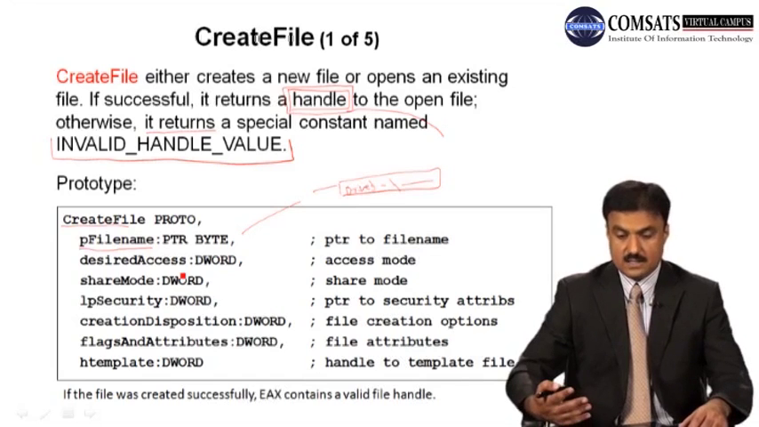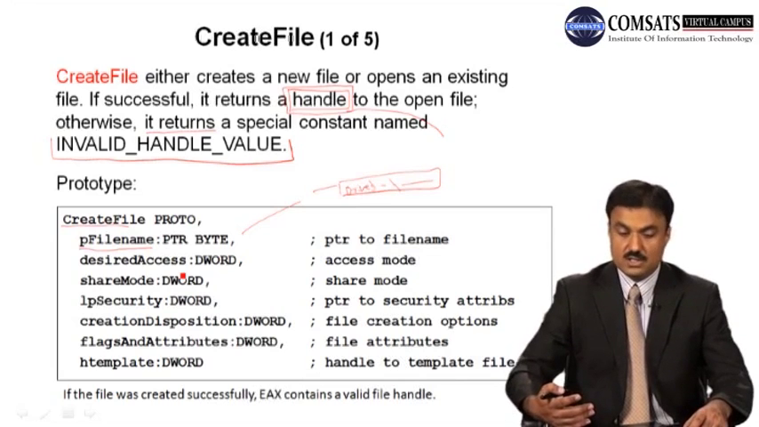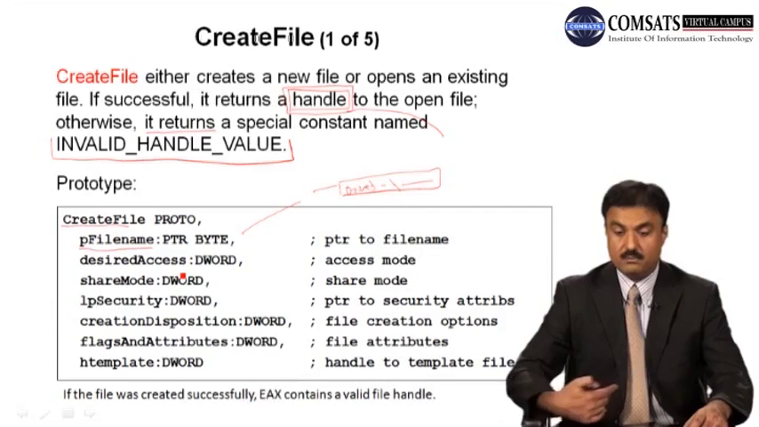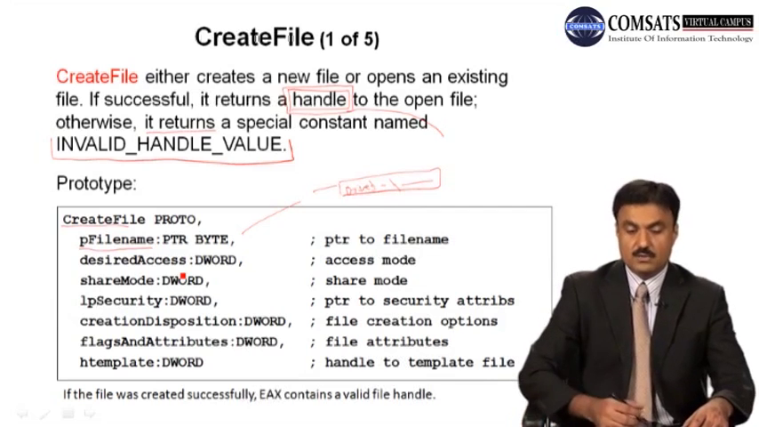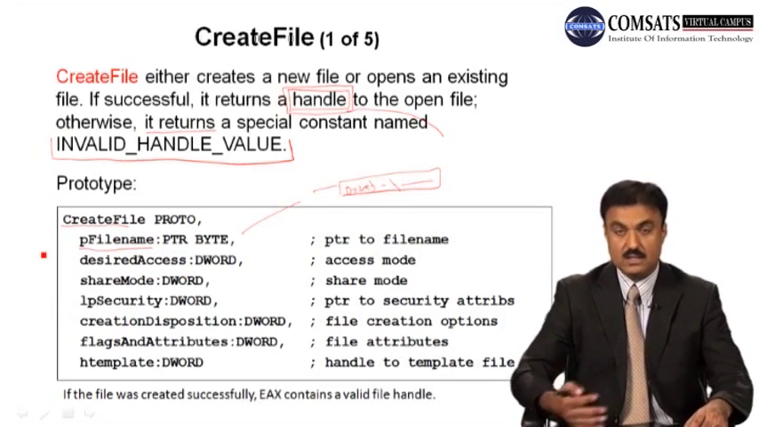In the desired access, you will define the access mode and then share mode, then security mode and creation disposition, and there are other parameters that you have to define. So we will discuss them in the next slide, because there's a huge list, so you can see them, and after that you will see the example.